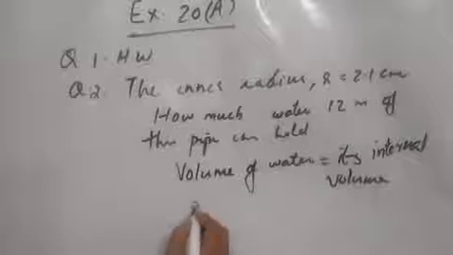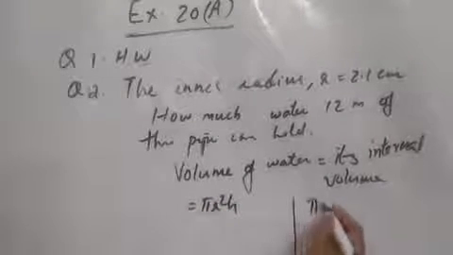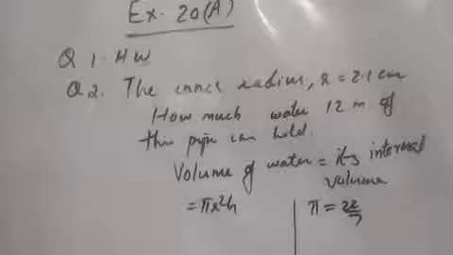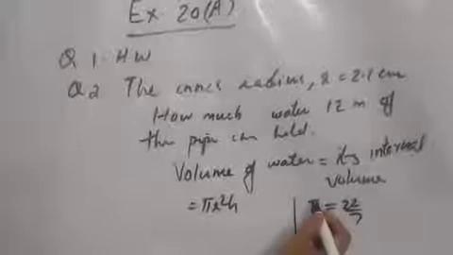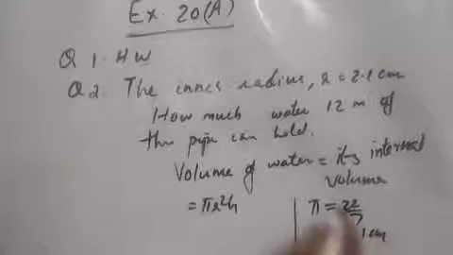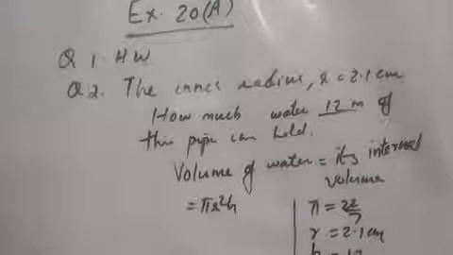That is equal to pi r square h. Here, you know the value of pi is 22 by 7. We usually apply this value. Otherwise specified, you can use 3.14 also. R is equal to 2.1 centimeter and of length 12 meter. That is, height is 12 meter.